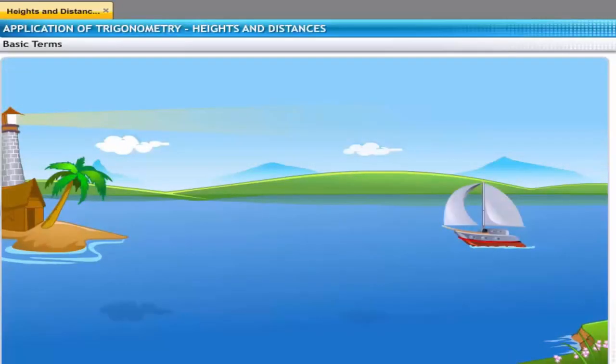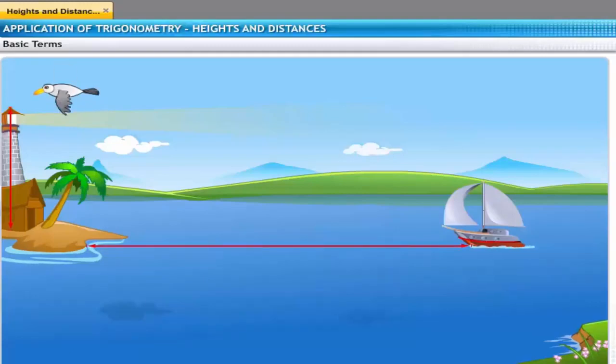Can we determine the heights and distances of distant objects that cannot be measured directly? For example, the distance of an island from the ship, or the height of a lighthouse that is at a certain distance from a ship, or the height of a mountain, and the speed of a moving object. Yes, if we know some suitable angles and distances, we can apply trigonometry to find the required heights and distances. Let's learn more about this.